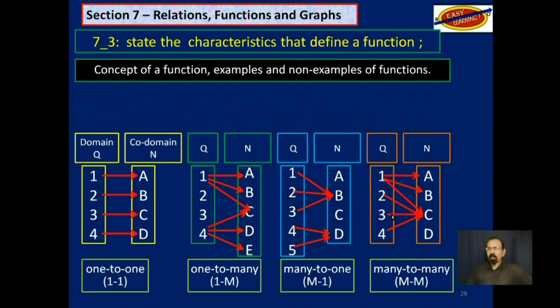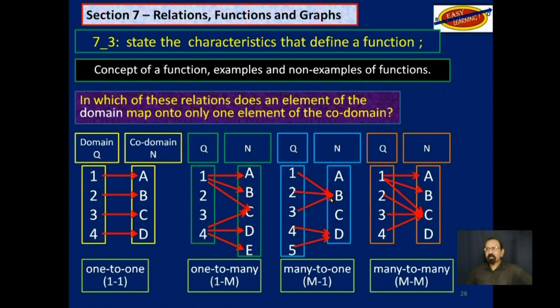And you have this one, which is many-to-many. If you look at those 4 relations closely, in which of these relations does an element of the domain map onto only one element of the codomain? Which of them? And you could see this one here. This one here, the elements from the domain map only onto one element in the codomain. No, this one here, you have this element, for example, that maps onto more than one.